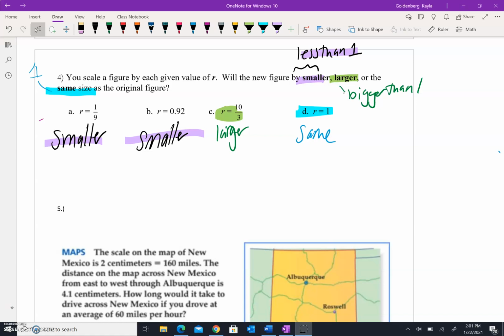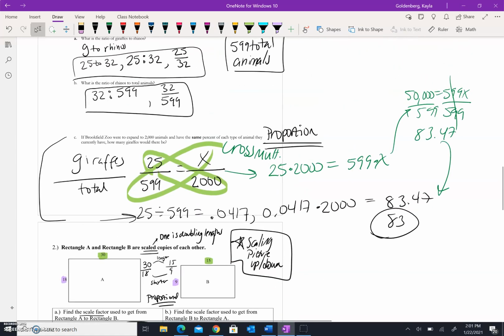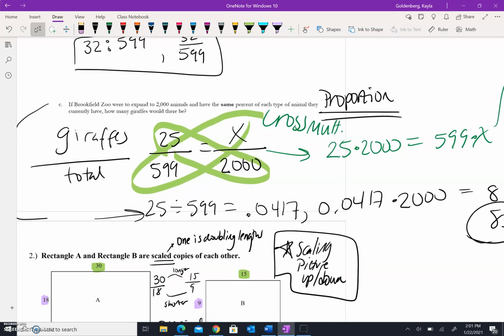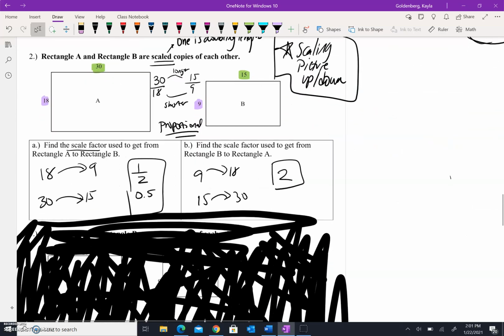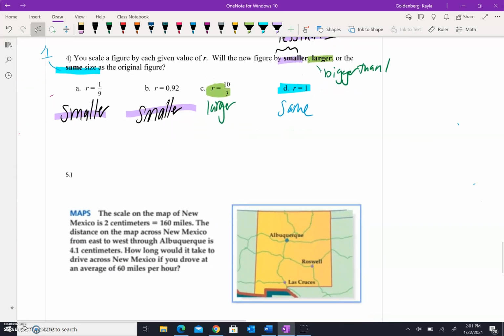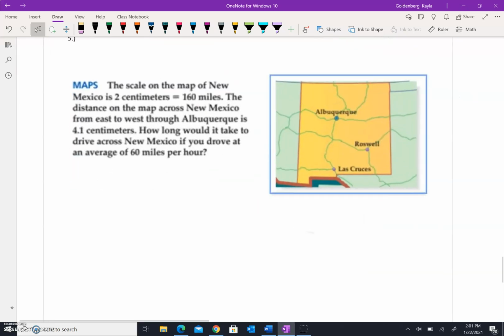Okay, and these scale factors are really useful. Like if we think about the problems that we did before, like with the proportional giraffe problem here, if you think about that, you're scaling it up, right? The 599 to get to 2000, there's a specific number that you're multiplying that by to obtain that amount. So there is a scale factor that's embedded in that problem if you think about that. And so that's another way that we can think through these problems. Okay, so scaling things up and down does make them proportional. So it's a good way to connect the ideas.